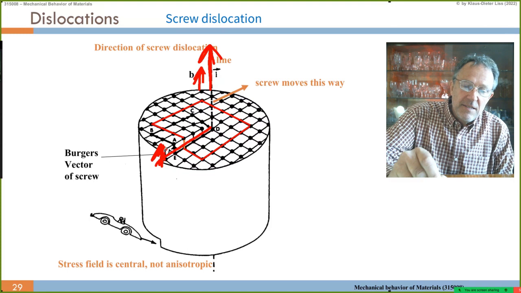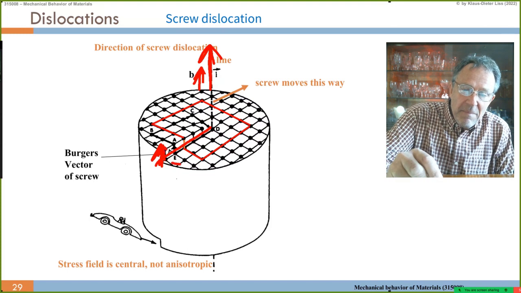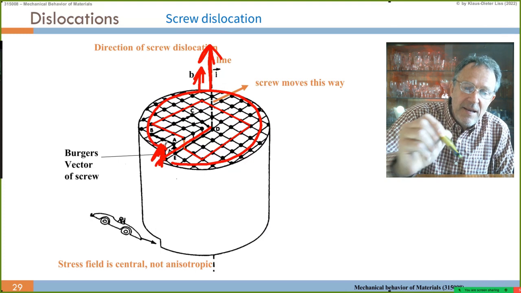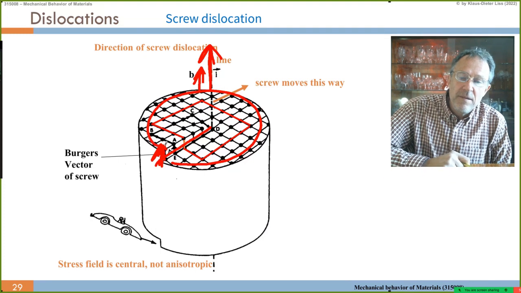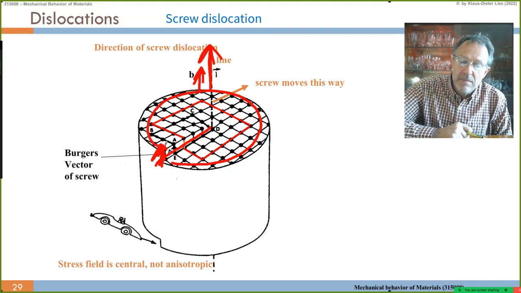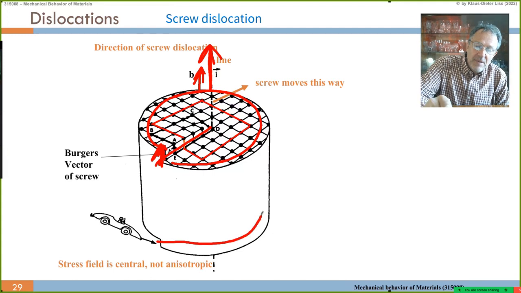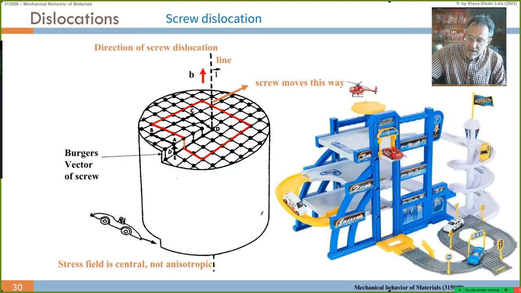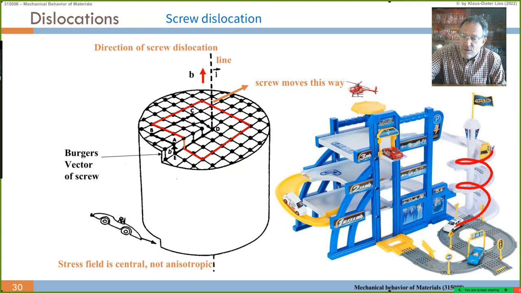So this is now, when we go plane by plane, we see we go once around the dislocation line and we end one layer up. This is like going in a car park building, as shown here, where we have these screws to drive up or down.